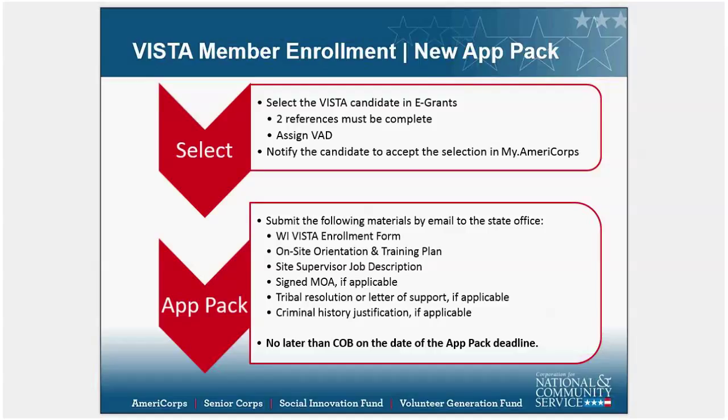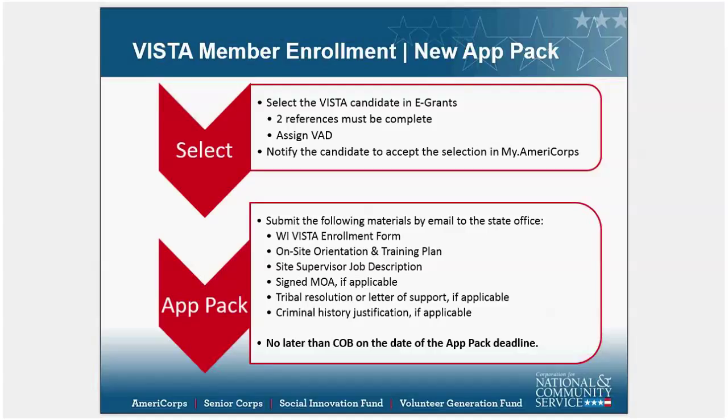If you've got multiple sites in your program, especially those with different organizations, and you arrange memorandums of agreement with those organizations, we would like a copy of that. If all your VISTAs are placed within your own organization and you don't have MOAs for those sites, then you wouldn't be required to attach that.